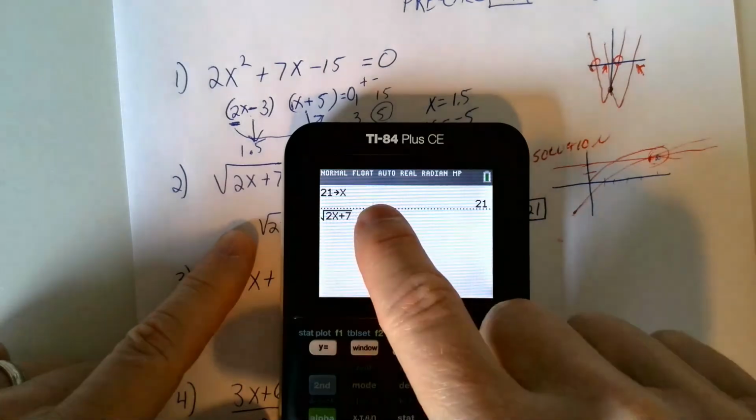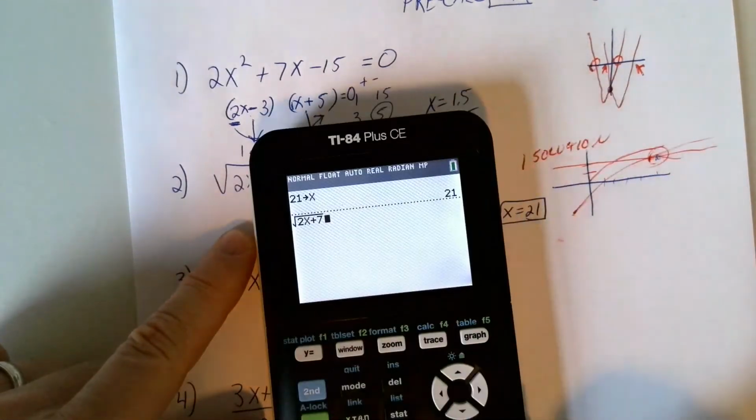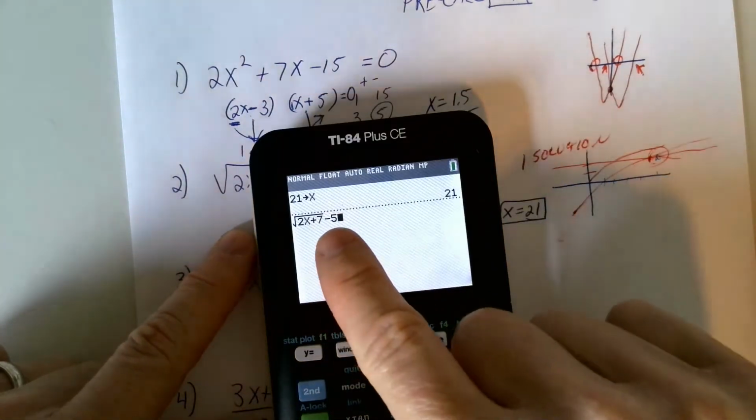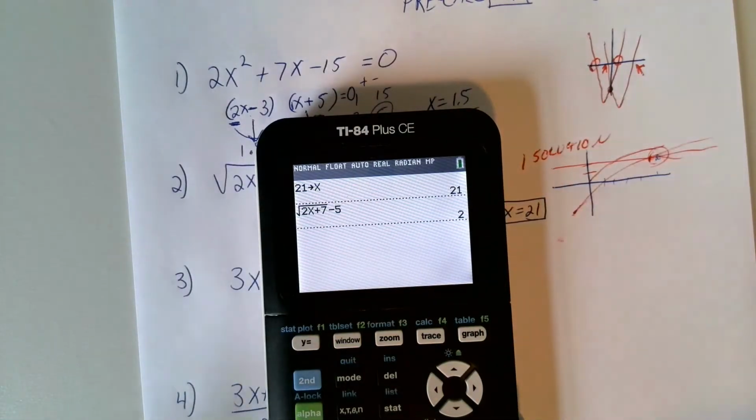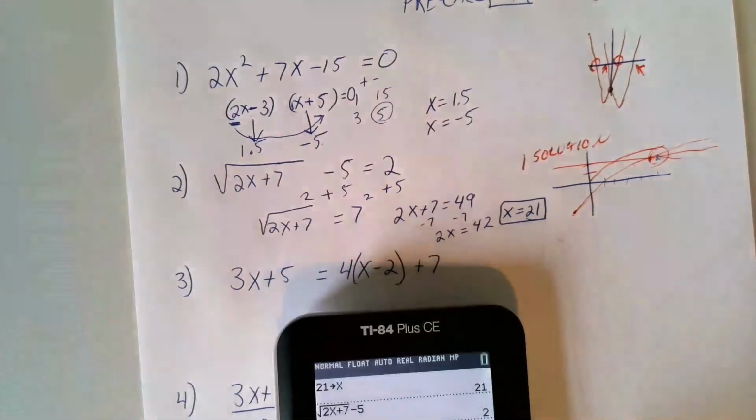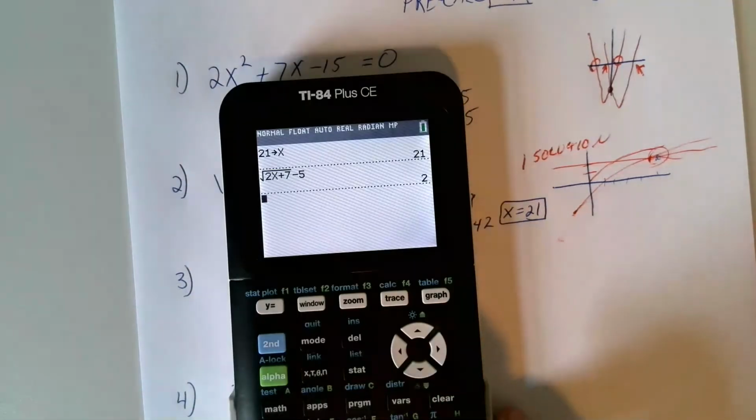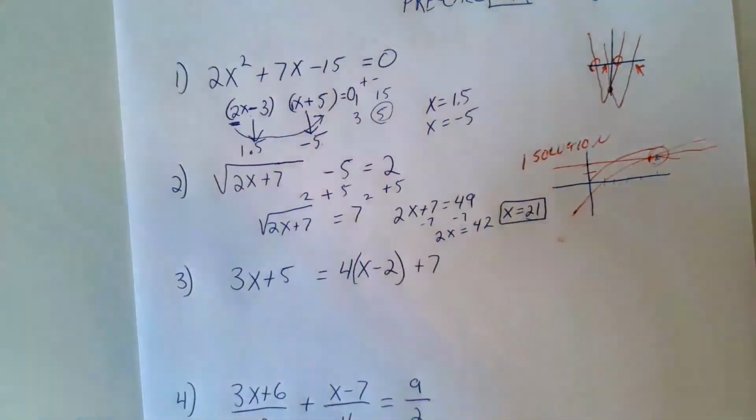and right arrow over, and it says -5. And when I do that, make sure the -5 is not underneath the radical, and you hit enter, and you're going to hope that it says 2. Perfect, because that's what the equation said it was supposed to be. So I know that it worked, and I can move on to my next problem.